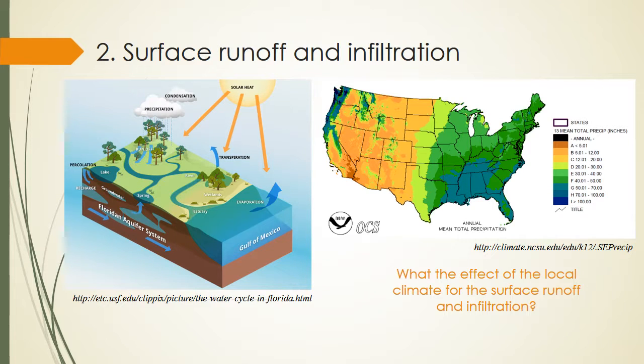The second one is the surface runoff and the infiltration of the wetland. And here, we try to answer this question: what's the effect of the local climate on the surface runoff and infiltration? Surface runoff is the most important process of the wetland water cycle, which is the main output of the water balance of the wetland. The proportion of precipitation transferred into surface runoff depends on different elements, especially climate factors.